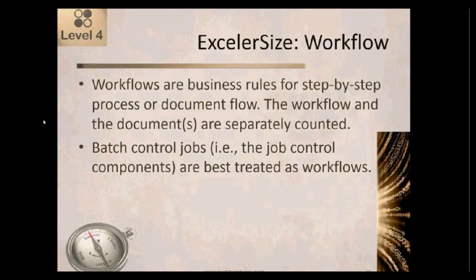Workflows are business rules for step-by-step process or document flow. The workflow and the document would be separately counted. So if we have a workflow that operates on a document, we would have a high-level object for that document type, and we would have a high-level object for that workflow. Another example of workflows would be batch control jobs. So let's say that we had 100 batches, and then we had 30 or 40 job control language or JCL scripts, basically, that control the flow of those batch programs. Each one of those job control scripts would be considered a workflow.